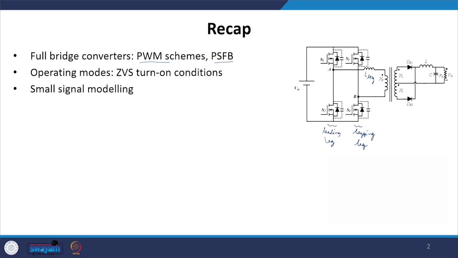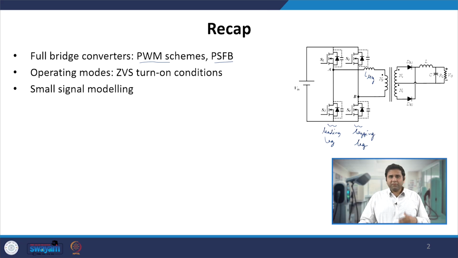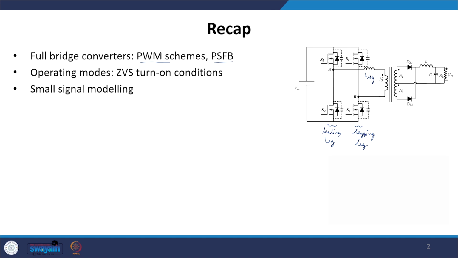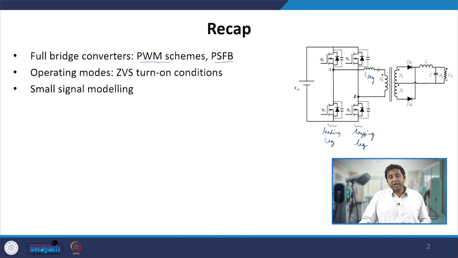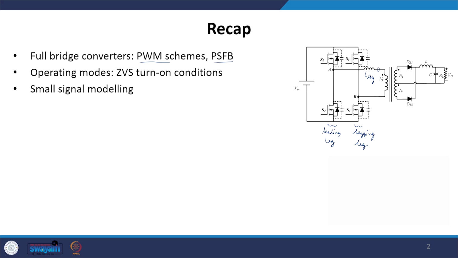Then we moved our focus to small signal modeling of this phase shifted full bridge converter, and with the small signal model we have also seen how we can do closed loop control of it, with the control objective of regulating the output voltage at a desired value. One can also introduce another control scheme like peak current mode control, where one can sense the transformer primary current and make sure the peak current of the transformer on the positive side as well as the negative side is the same.